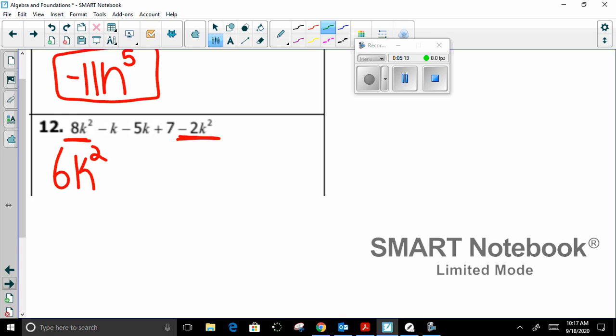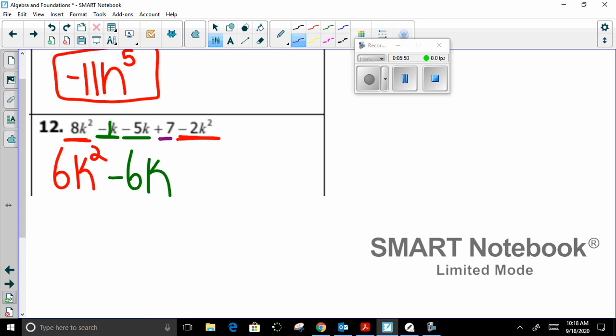Now the plain k's. This is a negative k. What's the coefficient, or the number in front of that k, between the negative and the k, if you don't see it? It is a 1, so add it in so you don't make a mistake. And then a minus 5k. Keep the like term. Do what the numbers ahead of it say. It says negative 1 minus 5, which is negative 6. So I put my minus 6 and I have my k there.